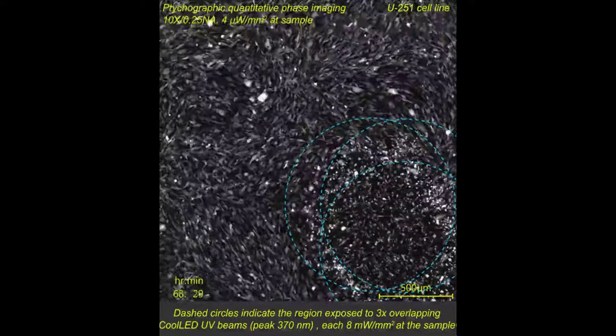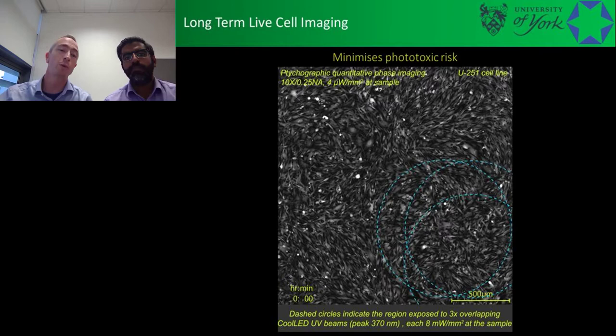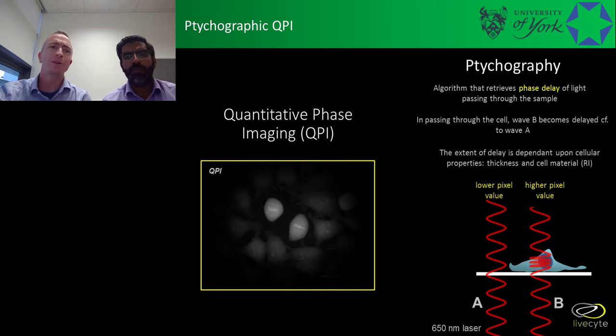Okay, so hopefully you saw what we were talking about at that point. So how do we get this data to start with? I think that's always a good question with it. And this is how we get our quantitative phase image. Actually, Rakesh, come on, you're the expert at this.